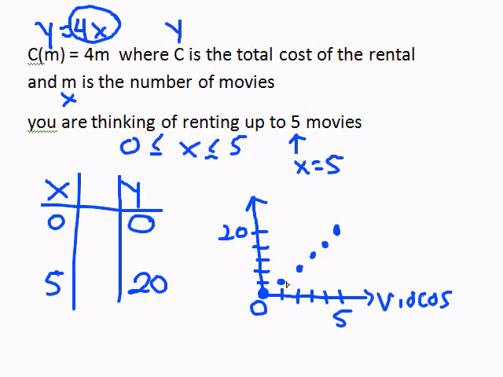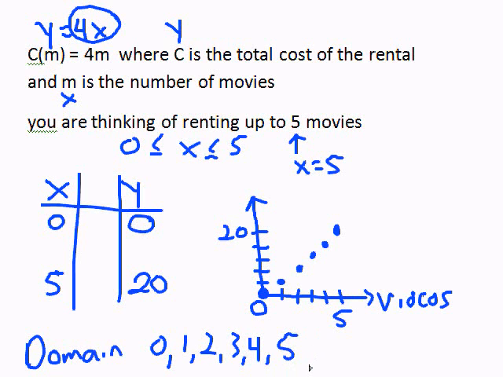So our function is actually going to look like a series of dots because you can't, again, rent decimal movies in between those values. So your domain is actually going to be 0, 1, 2, 3, 4, and 5. Your range then, I'm going to write your range up here, is going to be $0, $4, 8, 12, 16, and 20.